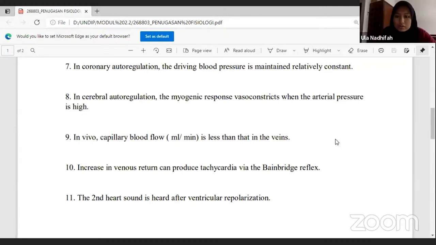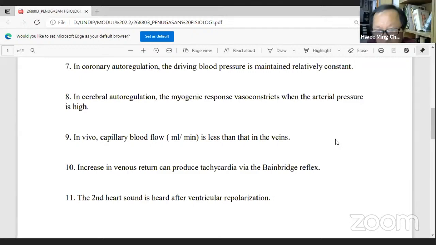Okay, doctor. So this is number nine question. In vivo, capillary blood flow, milliliter per minute, is less than that in the veins. Okay, so my opinion for this question is true because the velocity of blood flow is slowest in the capillaries because the total cross-sectional area is the greatest.